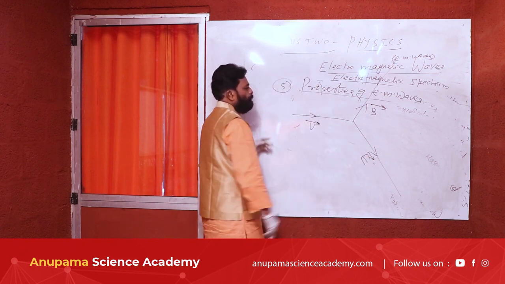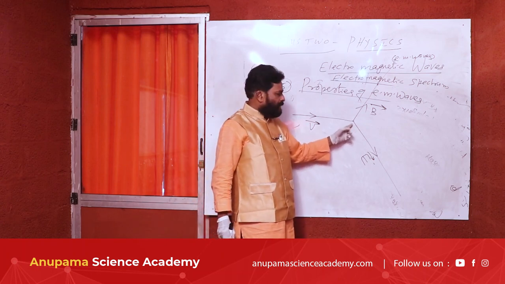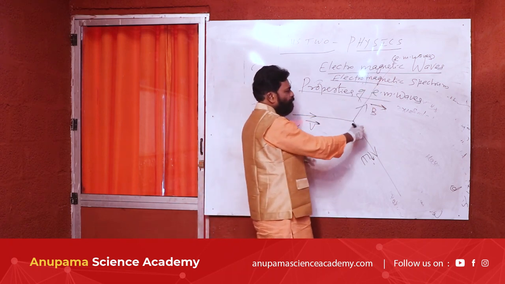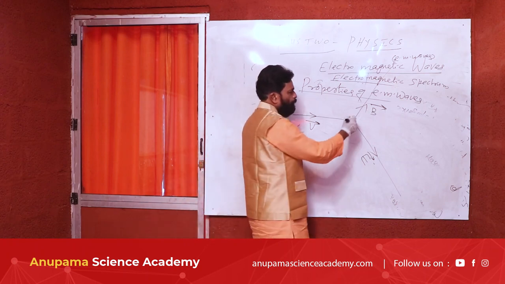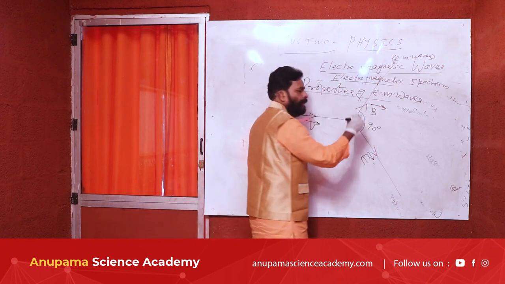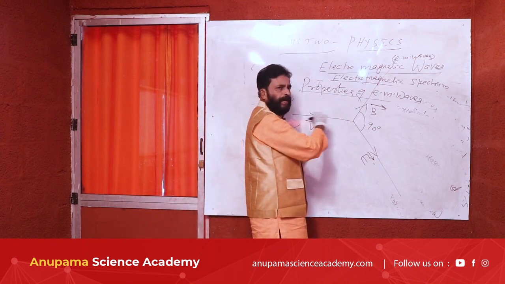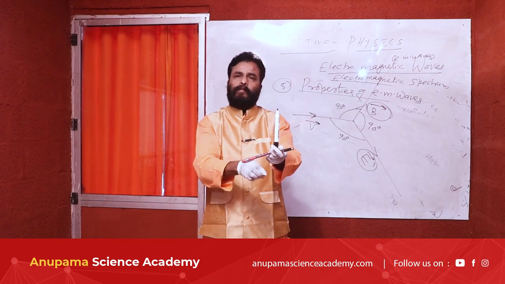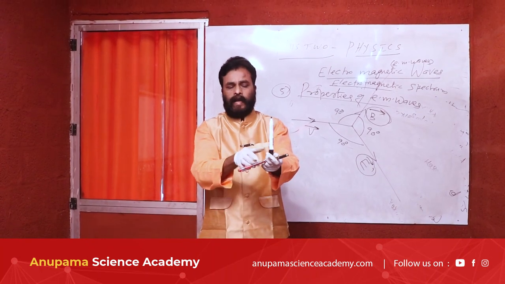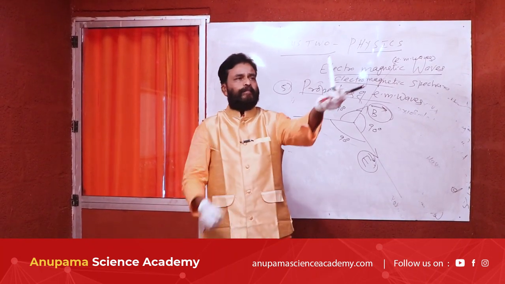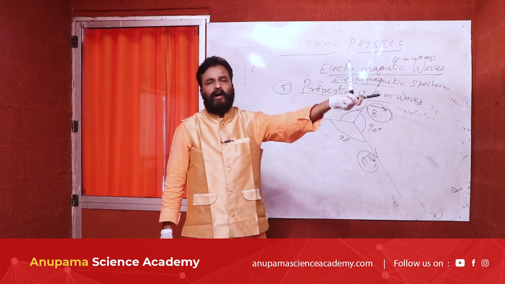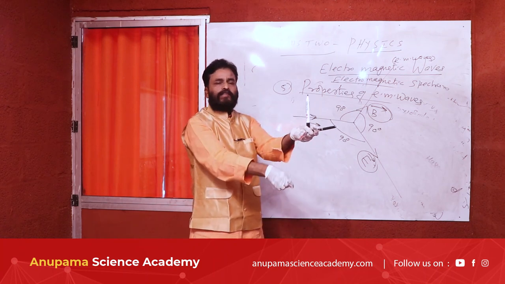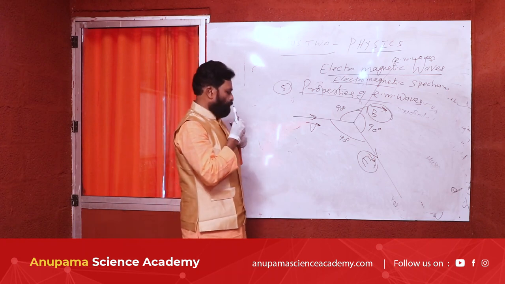This is velocity, the direction in which the wave is propagated. This is the direction of the electric field. This is the direction of the magnetic field. Both are vector quantities, mutually perpendicular, at an angle of 90 degrees, and both are perpendicular to the direction of propagation. So this angle is 90, this angle is 90, this angle is 90. That is the fifth property.